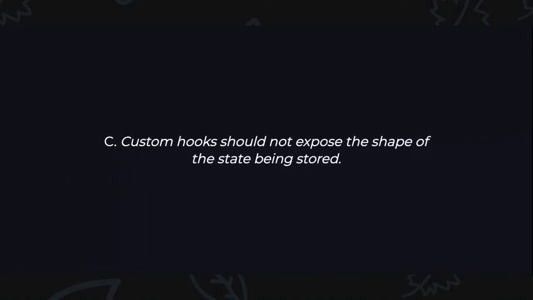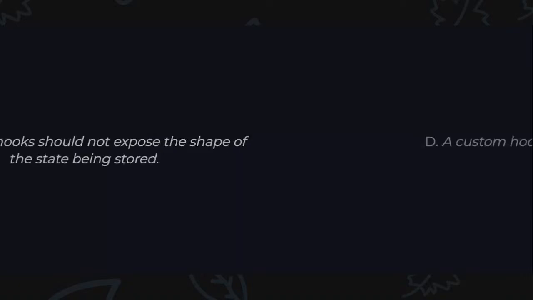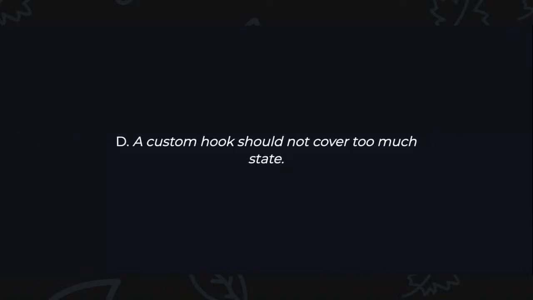The third one, custom hooks should not expose the shape of the state being stored, which means that the functions exposed by a hook that are capable of triggering changes in our state should not be simple setters. They should represent commands from your core domain. The last one, a custom hook should not cover too much state. So if your hook is dealing with a portion too big of the state of your app, it should be broken up into more domain-oriented pieces and should be orthogonal to other hooks as much as possible.